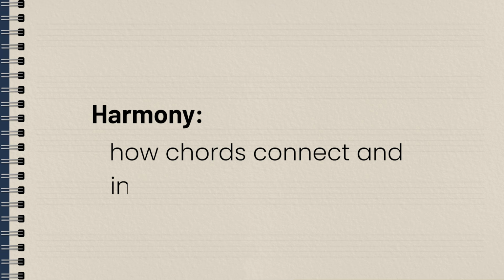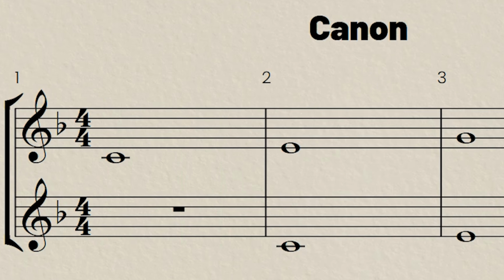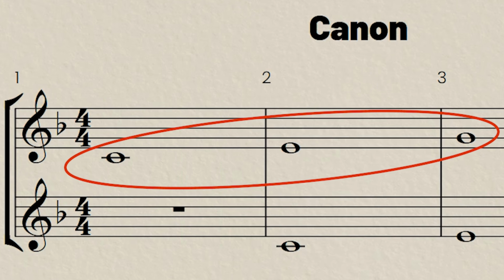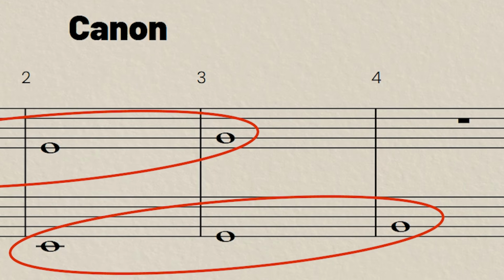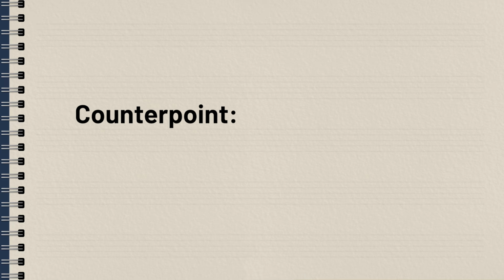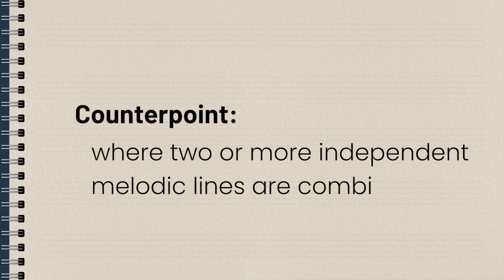Chords are the building blocks of harmony, a topic in music theory that defines how chords connect and interact with melodies. If we play the melody C, E, G twice, delaying the second iteration by one note, we create a type of imitation called a canon, a technique commonly used in counterpoint. Counterpoint is a musical technique where two or more independent melodic lines are combined harmonically.